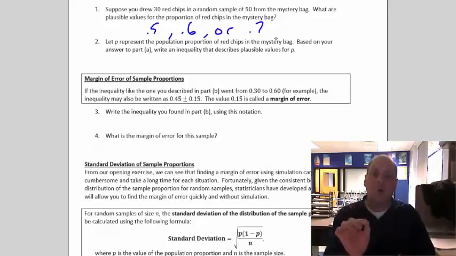So we're going to write that as an inequality. P is the proportion. Since 0.6 is the middle, well, we don't care about the middle in this one, actually.